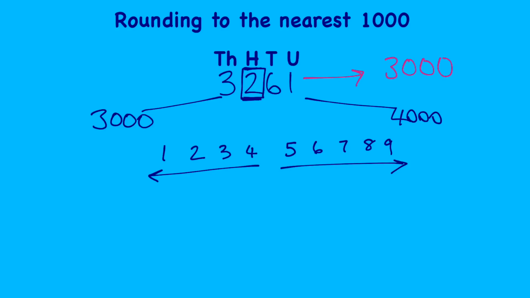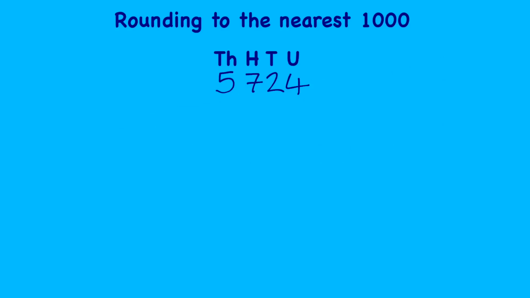So let's try another one. Let's look at the number 5,724, and I want to round to the nearest 1,000, so I'm going to look at the next digit along, which is the hundreds, so that means it's the number 7 that's going to help me. Now I know with the 7, that means round up, so I know just from looking at this that 5,724 rounded to the nearest 1,000 will be 6,000, because 5,724 is closer to 6,000 than it is to 5,000.